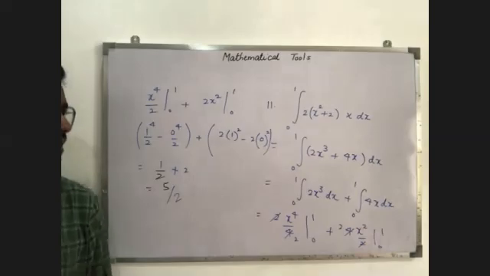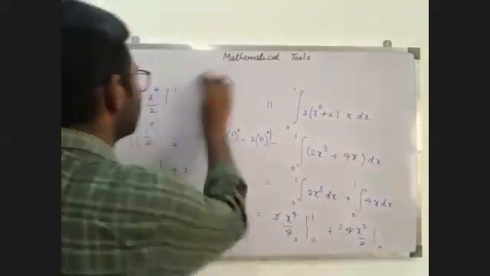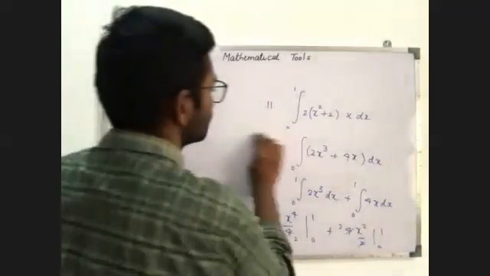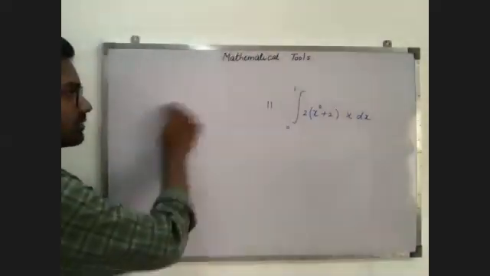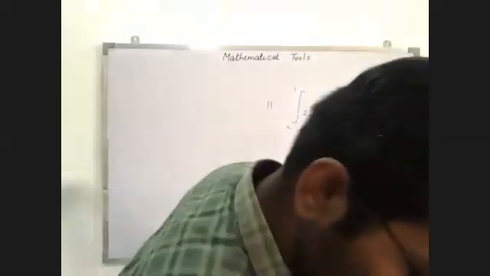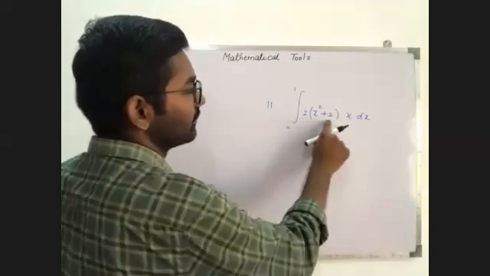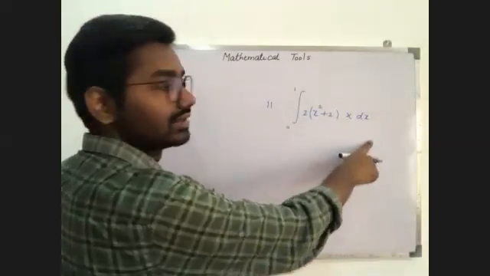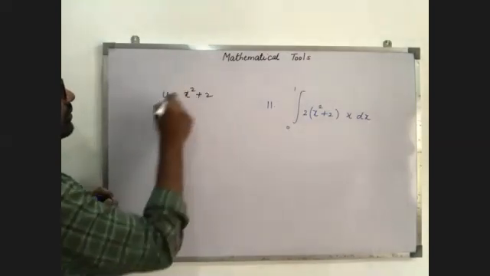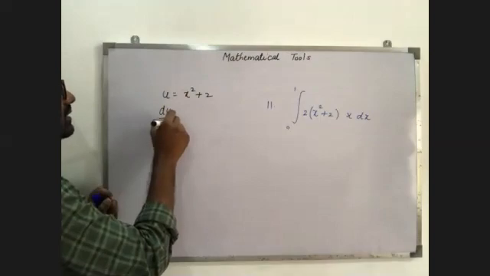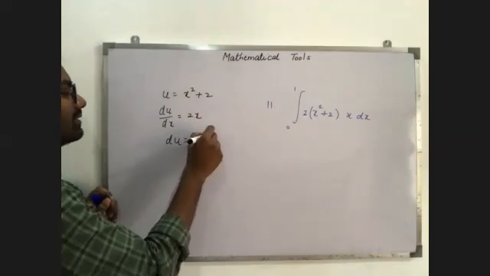Okay, just wait. By substitution also we are going to get the same thing. There is no problem. Let's suppose I calculate by substitution. How are we going to proceed? We know that if I integrate this function, I am having x dx. So I will assume u as x square plus 2. So du by dx is nothing but 2x, or du is 2x dx.